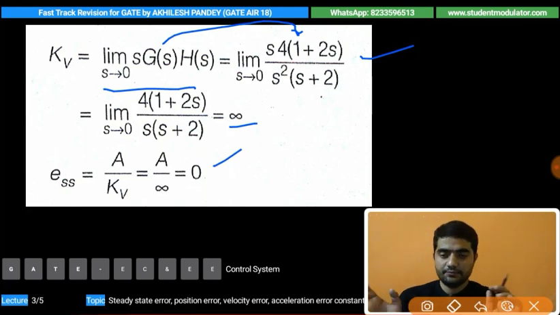This way we have solved the questions related to the position error constant and velocity error constant. For the acceleration error constant, I didn't find any question related to it in previous GATE exams, but it can be asked in the near future, so get ready for that also.